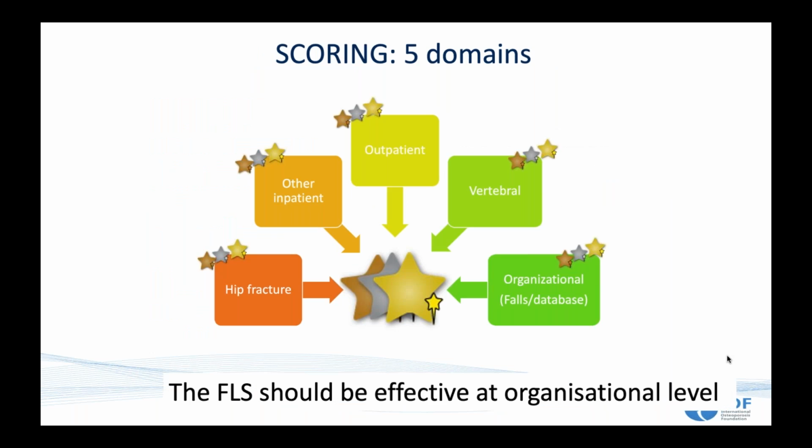And so with those 3 levels with 13 criteria, putting them together, you get a score. And the scoring reflects the 5 domains that define the quality of a fracture liaison service regarding capturing patients with hip fractures, other types of fractures, outpatients with fractures, vertebral fractures, and then also the level of organization that you have, particularly regarding falls assessment and keeping a database. So an FLS should be effective at the organizational level to start with, and that is what the Capture the Fracture website and evaluation is made for.